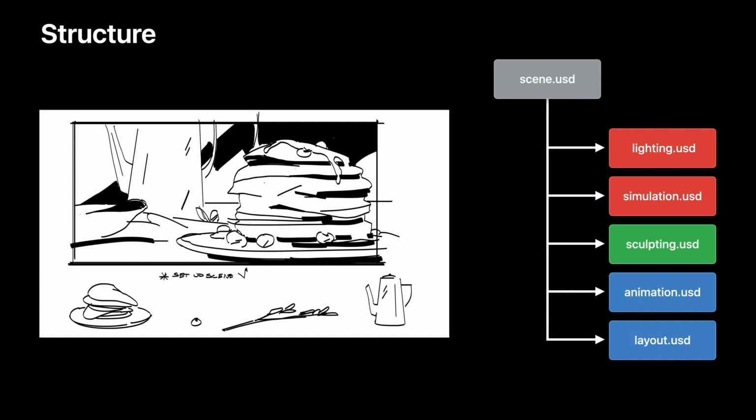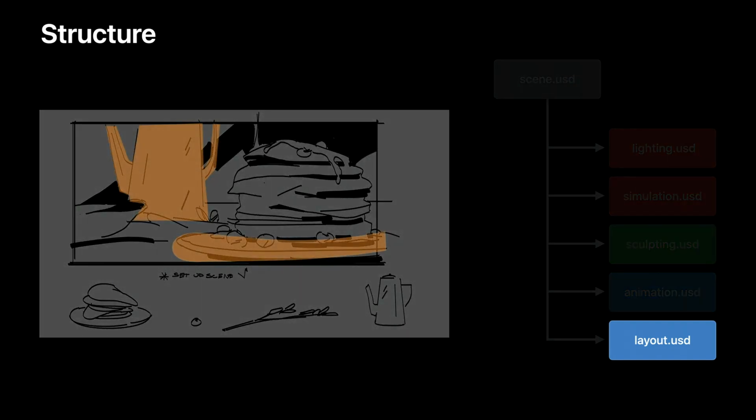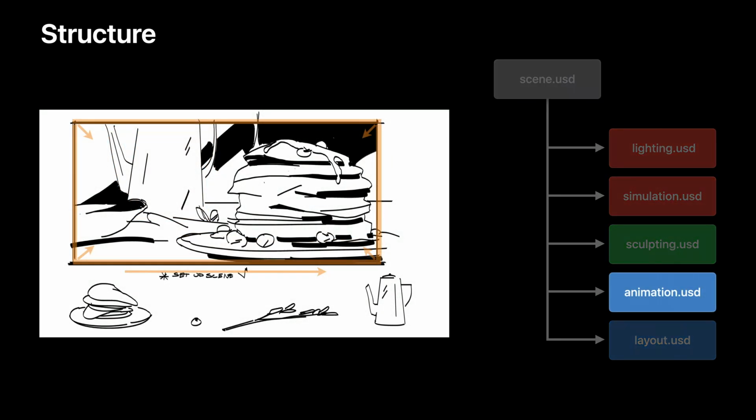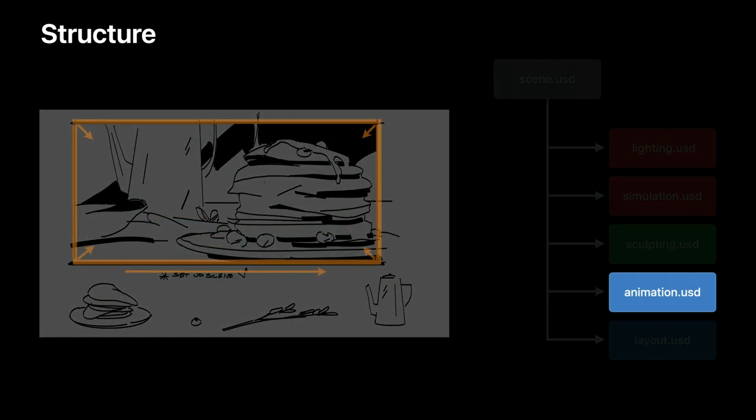So first, let's set the table. We're using Autodesk's Maya to construct our overall scene. We need a USD file to store all of the layout data. This is where we assemble all of our assets and place them into the scene. We also want a cool camera move, so we add a USD file to our scene for the camera animation.